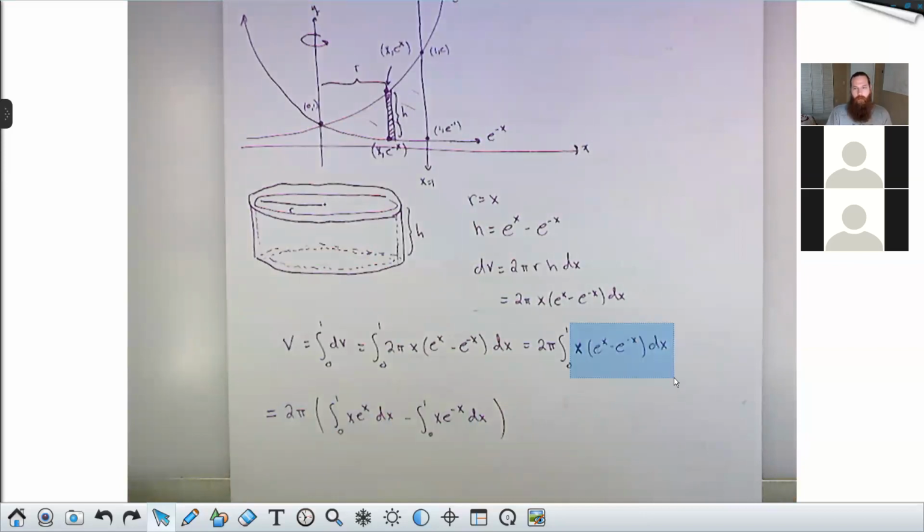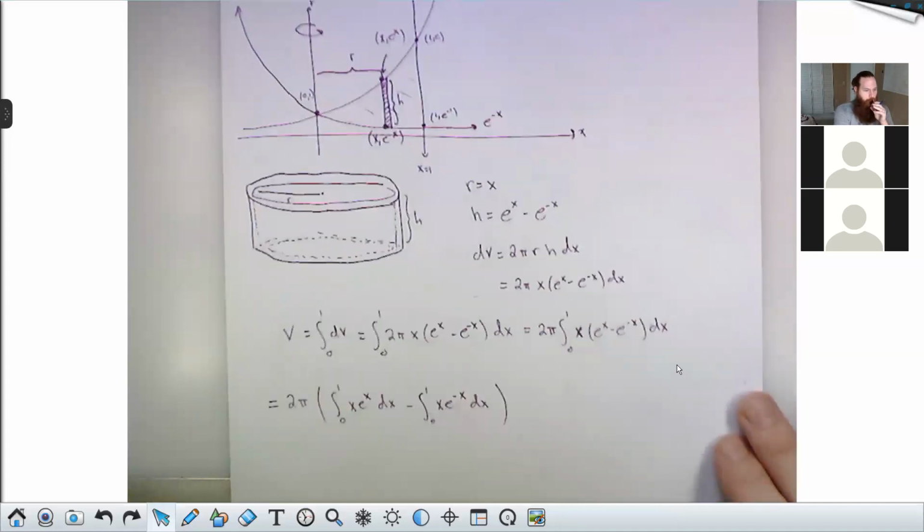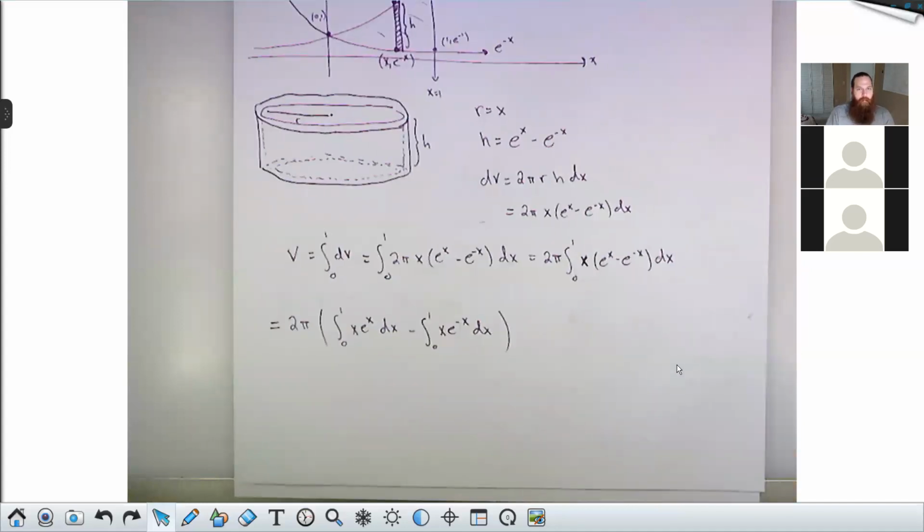It's not the only way to do this, mind you. You could do this thing by parts as a single guy. If I follow my LIPET rule, I don't have any logs, I don't have any inverse functions, but I do have a polynomial. The x here is a polynomial function. So I'd use this as u and this as dv. But if I remember what it's like being in Calc 2 well enough, then I think probably most people would want to do this. Probably most people would split it up.